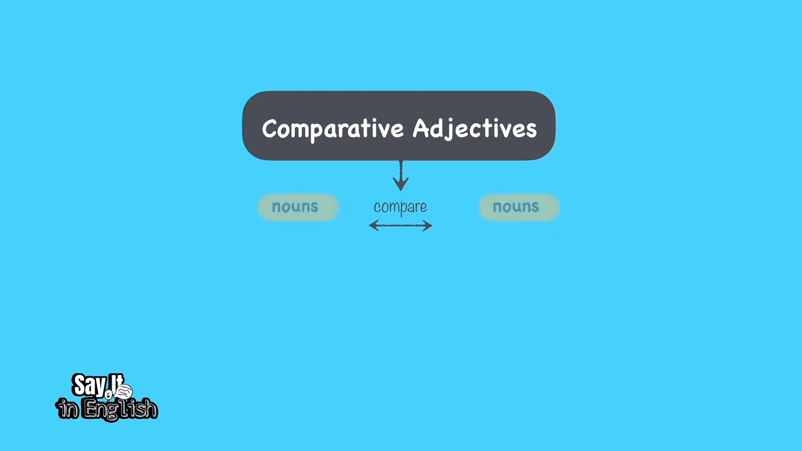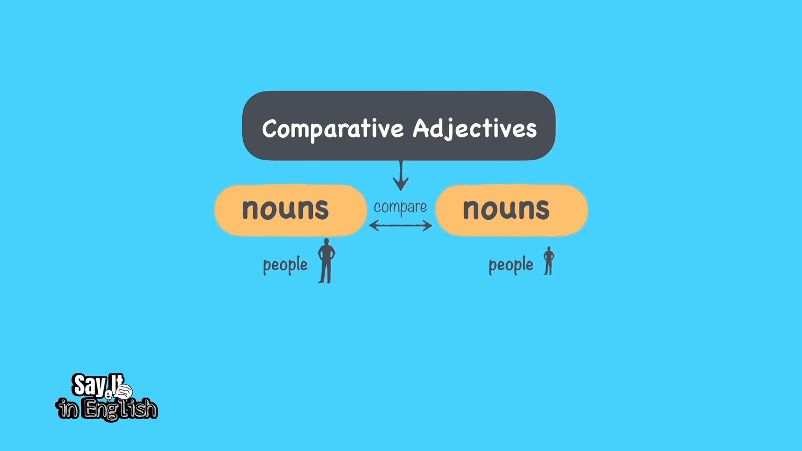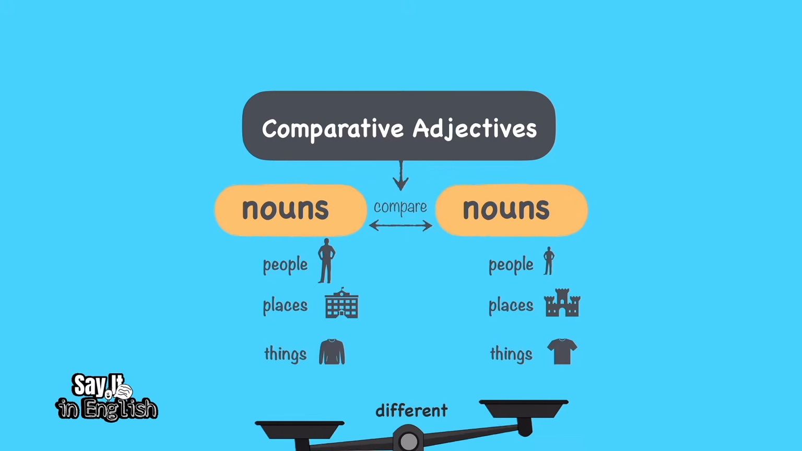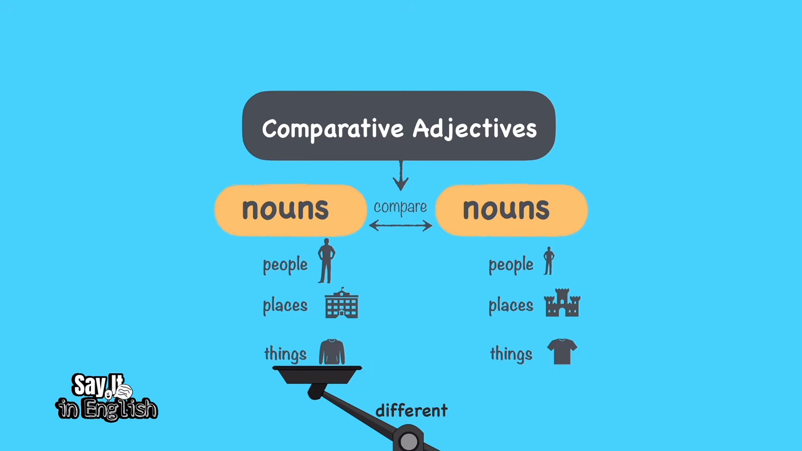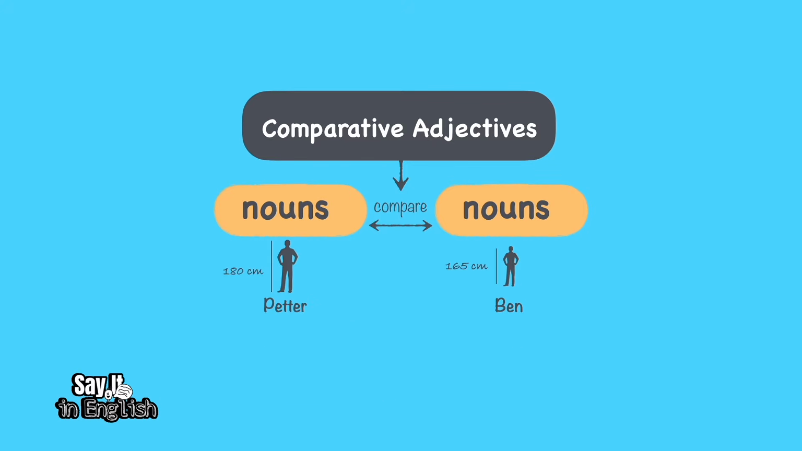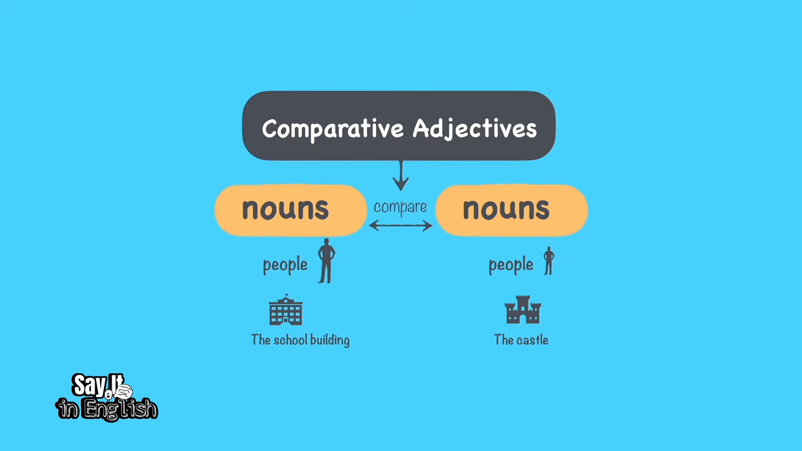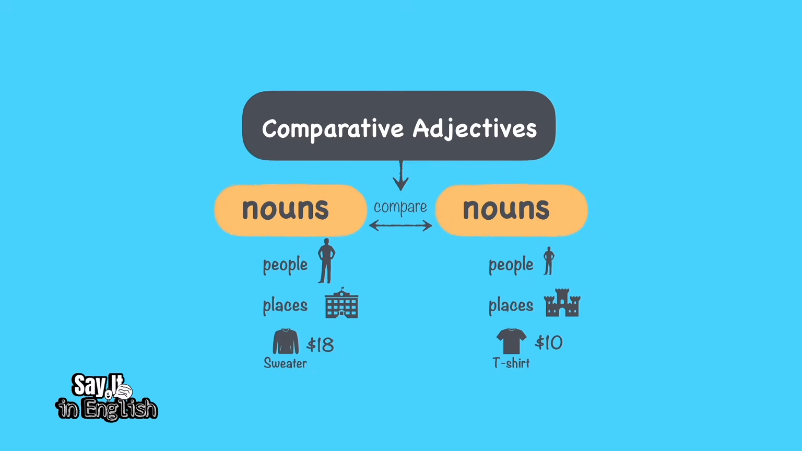We use comparative adjectives when we want to compare two people, places, or things. Comparative adjectives tell us how one noun is different from another. For example, Peter is taller than Ben. The castle is older than the school building. The sweater is more expensive than the t-shirt.